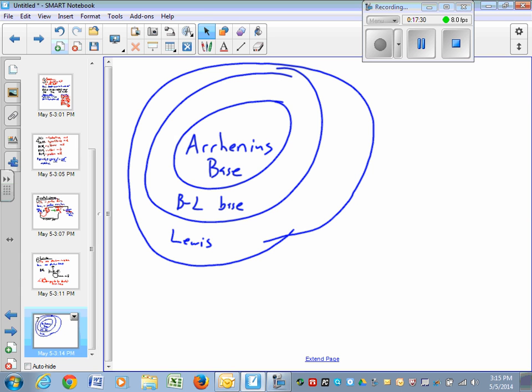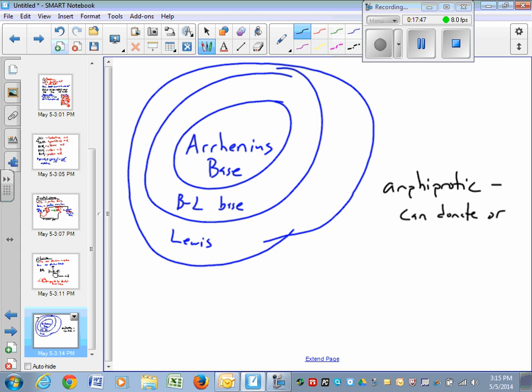There's a couple of things that you do need to watch out for. We already used the word amphoteric. There is also the vocabulary word amphiprotic, which means it can both gain or lose protons. Another way of saying that is it could be a conjugate acid or a conjugate base. And I'm going to show you an example of that on the next slide.